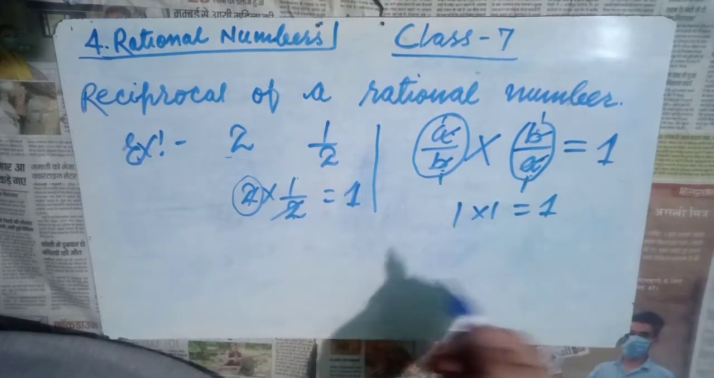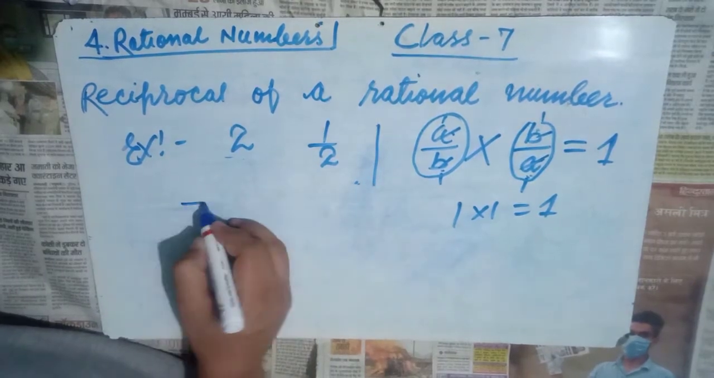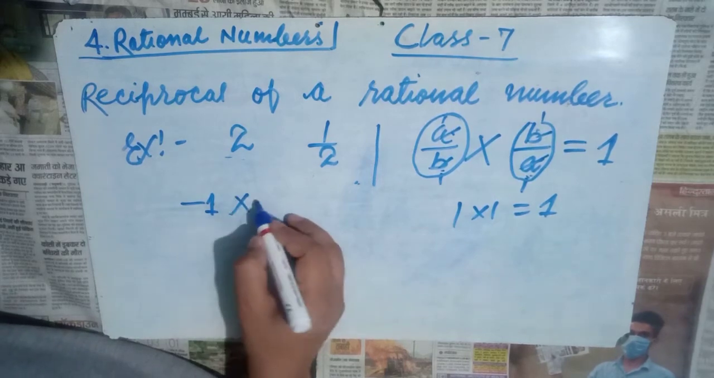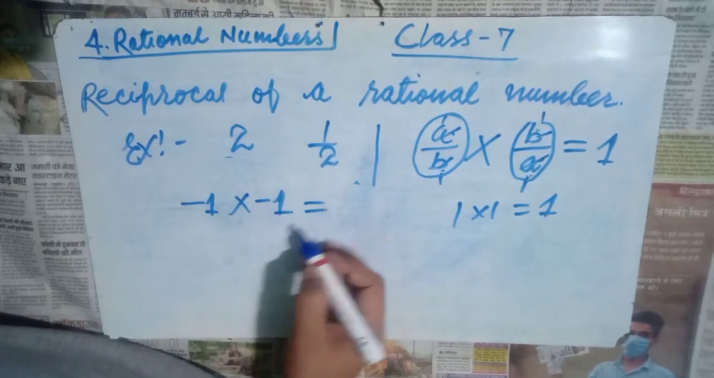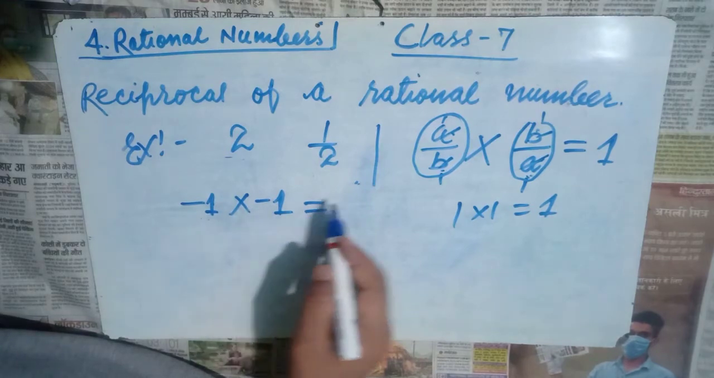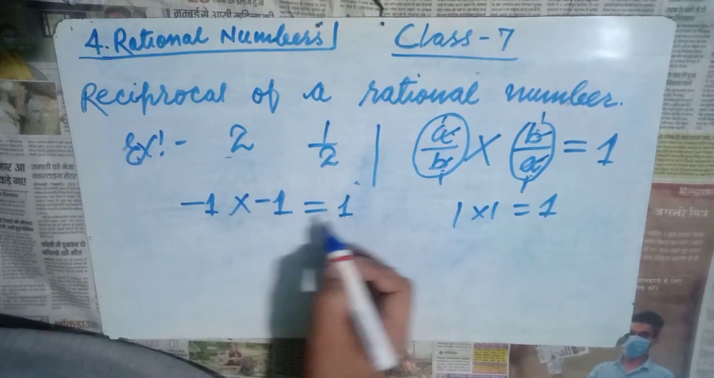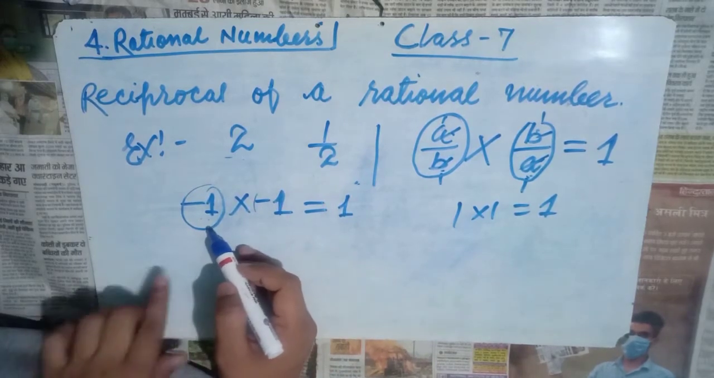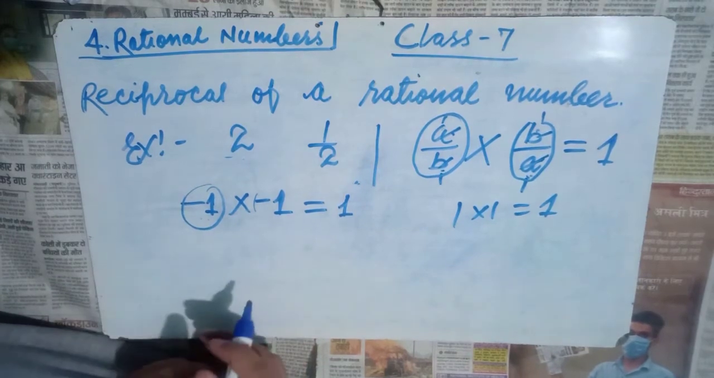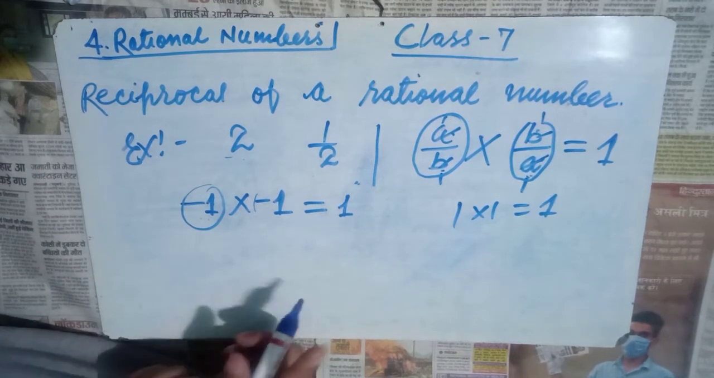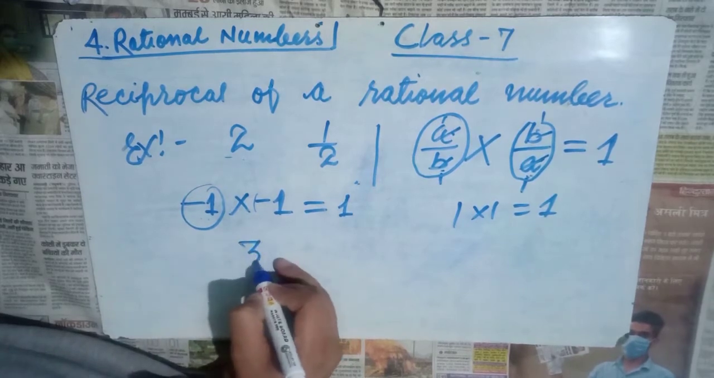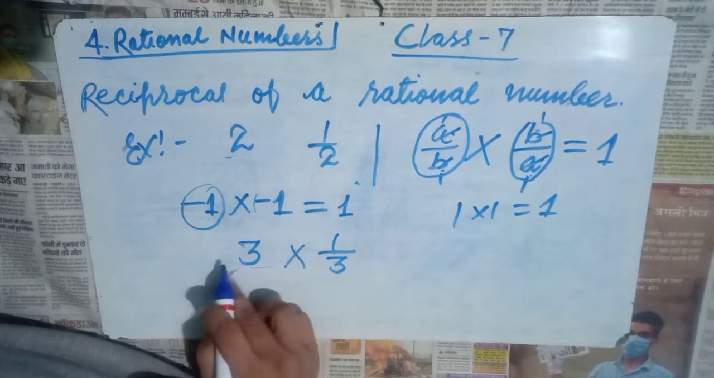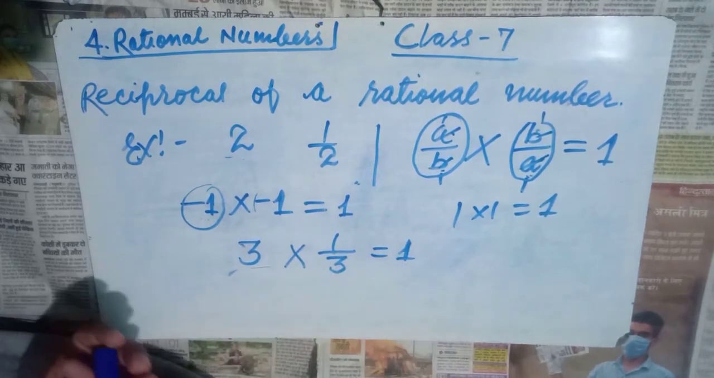Okay, now another example, suppose -1, the reciprocal of -1. Yes, the reciprocal of -1 is -1. Why? Because the product of -1 and -1 gives us 1. So this is why -1 is the reciprocal of -1. Okay, the reciprocal of 3 is 1 by 3. Why? Because the product of these two numbers is equal to 1. I hope you will get it.